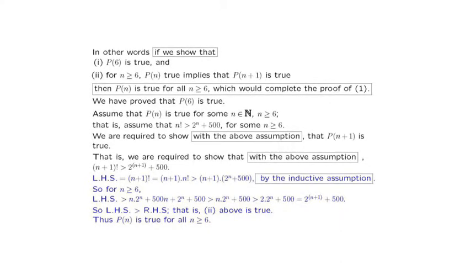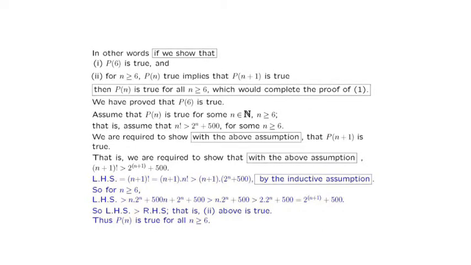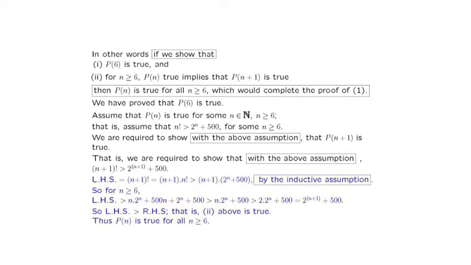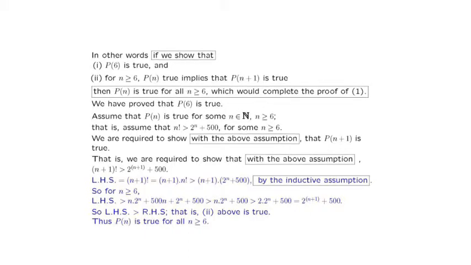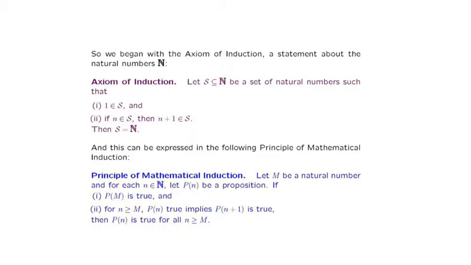N is actually greater than or equal to 6, so it's certainly greater than or equal to 2, so it's bigger than 2 times 2^n plus 500, which is 2^(n+1) plus 500. So we have that the left-hand side is greater than the right-hand side. That is, (2) above is true. Thus, Pn is true for all n greater than or equal to 6. So this completes the proof of that example.